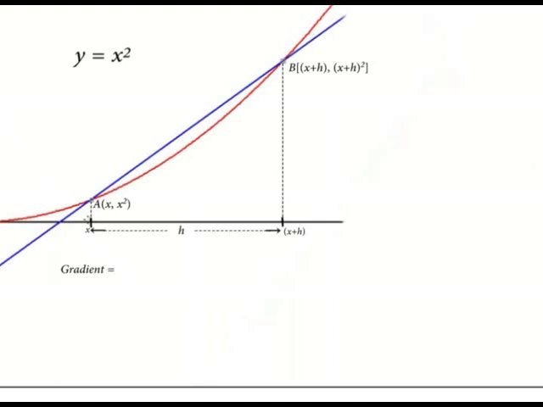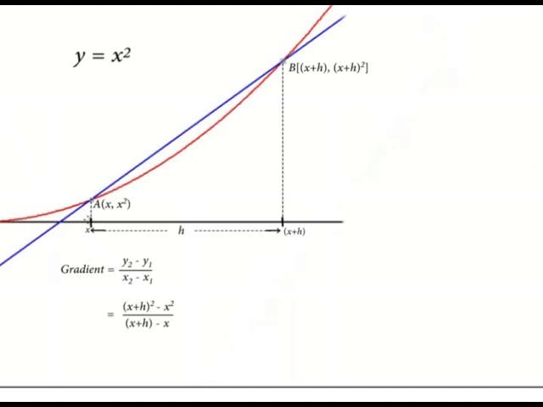Gradient is change in y over change in x, y2 minus y1 over x2 minus x1. In this case, we subtract the coordinates of B minus those of A. We shall have (x plus h) squared, that is y2, minus x squared, that is y1, over x plus h minus x.